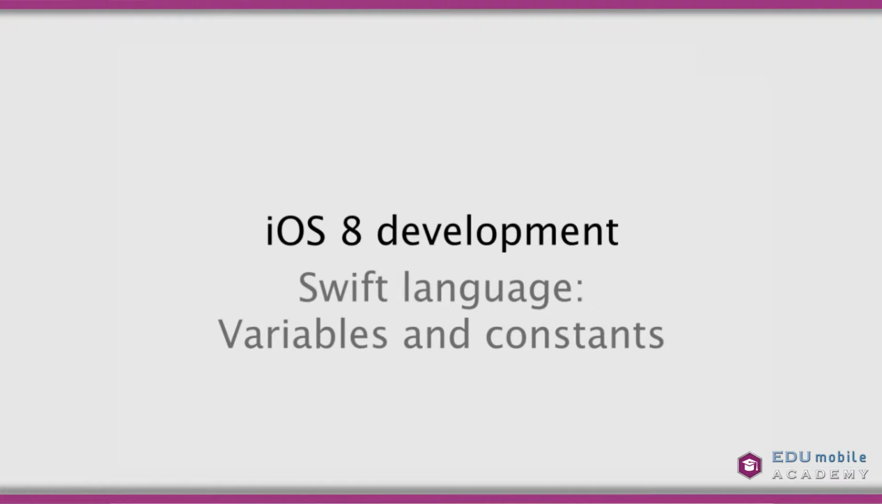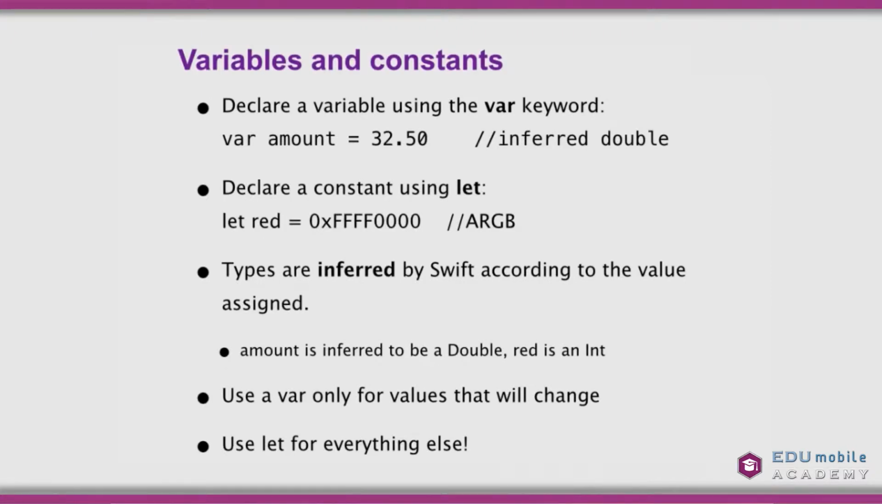The first thing we talk about in any language, aside from Hello World, is the variables and constant declarations in that language. Constants are very important in Swift, and we'll talk about that here in just a moment. So how do we declare these things? We declare a variable using a keyword var. Here we have a variable declared with a name amount and set equal to 32.5. This is inferred to be of type double. Amount doesn't have an explicit type set for it, but in Swift we have type inference.